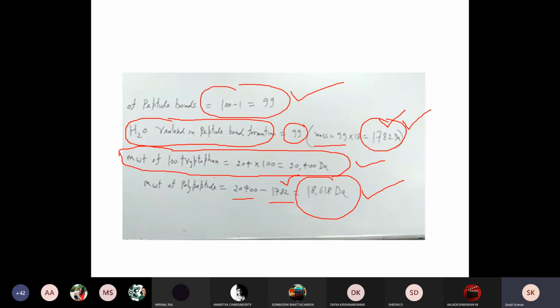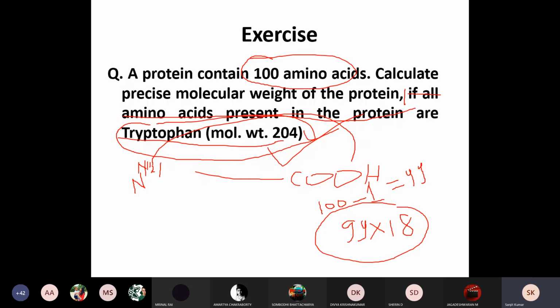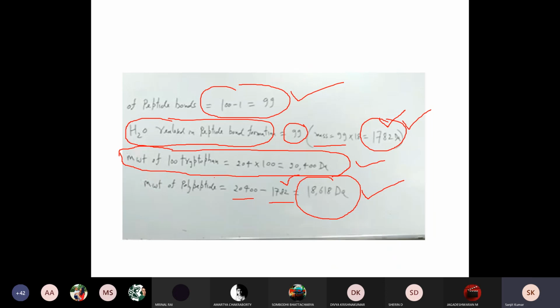Okay, do you understand this question and answer? Anyone having a problem? A protein contains 100 amino acids. Calculate the precise molecular weight of the protein if all amino acids are present in the protein, or tryptophan. Any question? If it's not mentioned what amino acids are given, then how can we be sure that it is a precise molecular weight? No, that is the rule: average molecular weight.